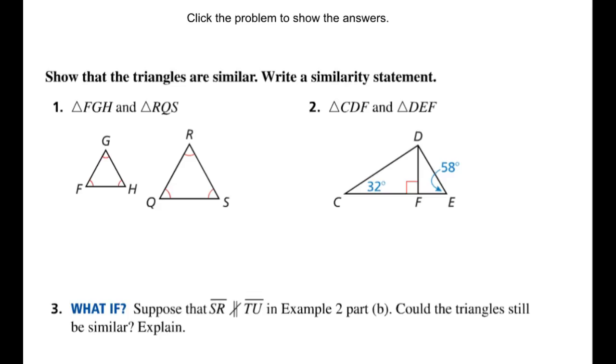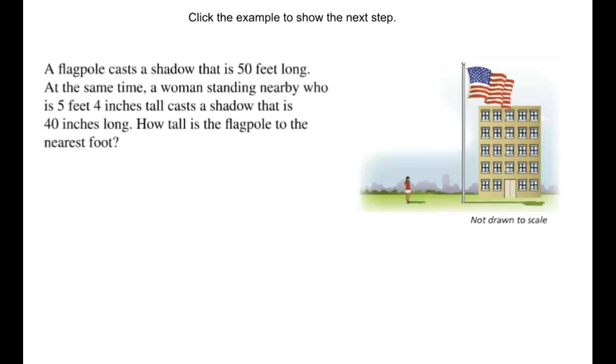So now I want you to try this one. See what you can come up with in finding the different values and trying to determine if the triangles are similar or not. So now we're going to look at our second learning target, which is solving those real life problems. So a flagpole casts a shadow that is 50 feet long, right? So here's my shadow. At the same time, a woman standing nearby who is 5 feet 4 inches tall casts a shadow that is 40 inches long. How tall is the flagpole to the nearest foot?